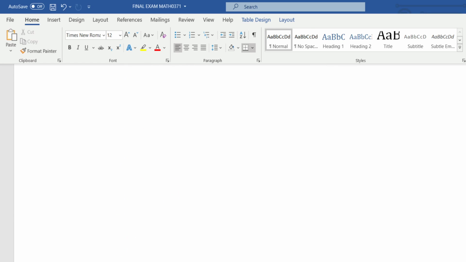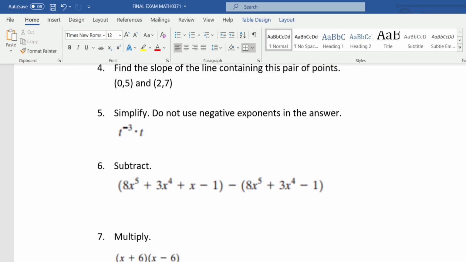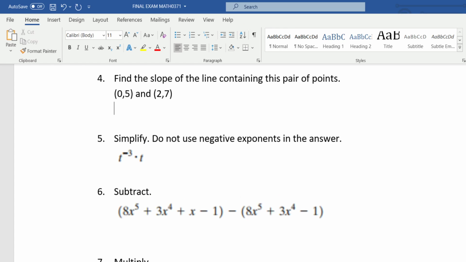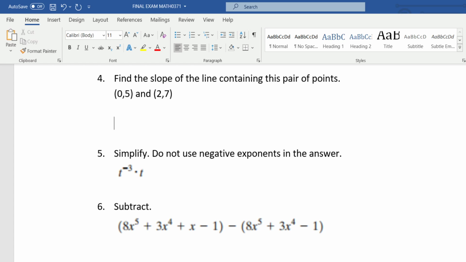All right, next question. Okay, so this one says to find the slope of the line containing this pair of points. If you remember, we need to have the slope formula memorized so you know how to find the slope. So remember, slope is y2 minus y1 divided by x2 minus x1. So remember, memorize this formula if you don't already have it memorized.